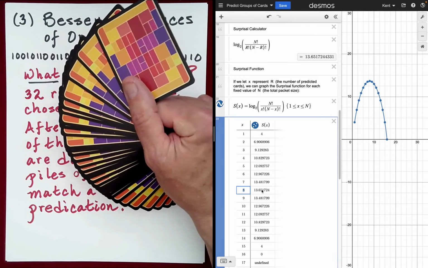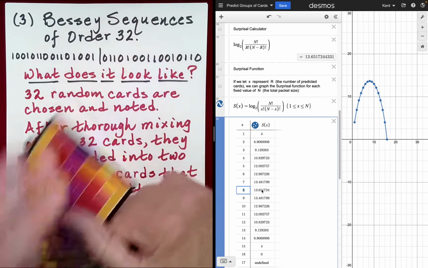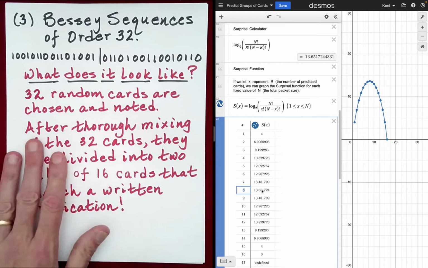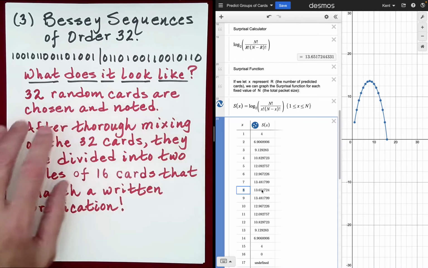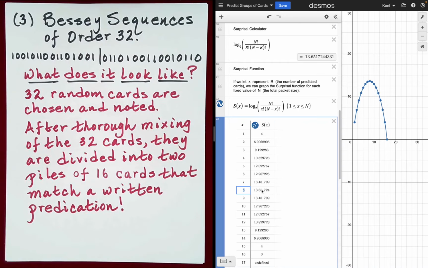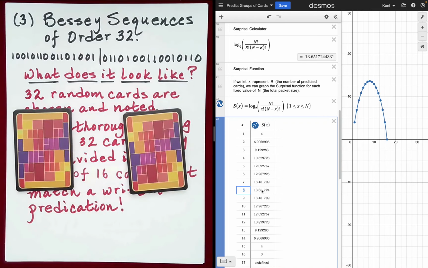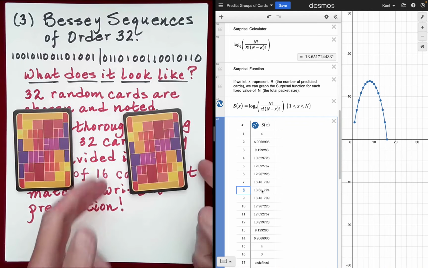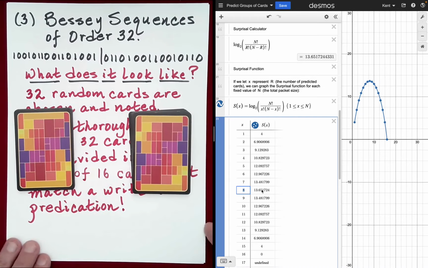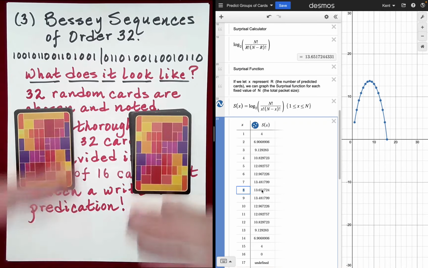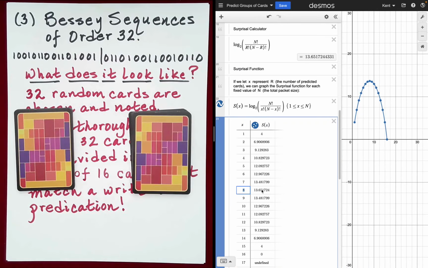And then when you're done, you can divide these cards into two groups of 16 cards each. Okay, so I'll just kind of pretend I've done that. So here's 16 of those, and here's the other 16. So we divided the packet, okay? And then you bring out your "written prediction" and show that the identities of the cards in each pile match the two groupings that you've listed on your piece of paper.